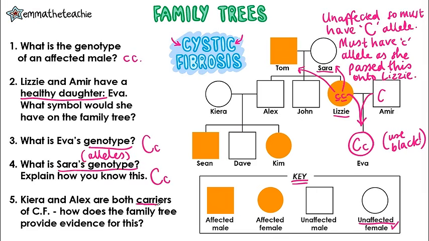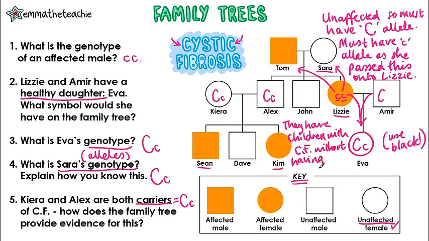And finally, Kira and Alex are both carriers of cystic fibrosis. How does the family tree provide evidence for this? So just a reminder, carrier means they've got one recessive allele and one normal allele. So they're both big C, little c. But how do we have evidence for this? Well, we can see that they've got children that are affected or have cystic fibrosis. But if we look at them, we can see that they haven't got the disorder themselves, which means they must be just carriers. All right, how did you do in the questions?